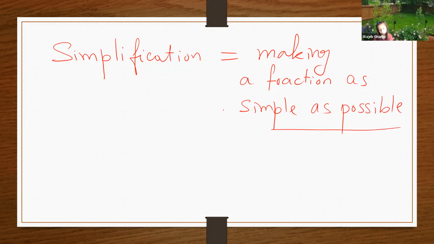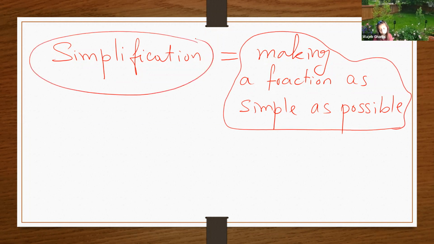Okay. So here, making a fraction as simple as possible means simplification. Suppose we have 14 over 30. How can we simplify this one? We have to check the numerator and denominator starting from 2, for example.